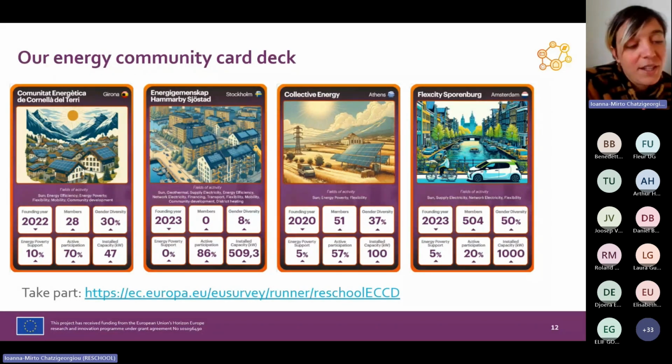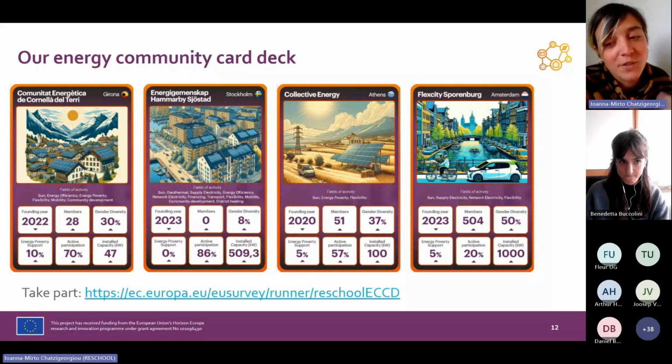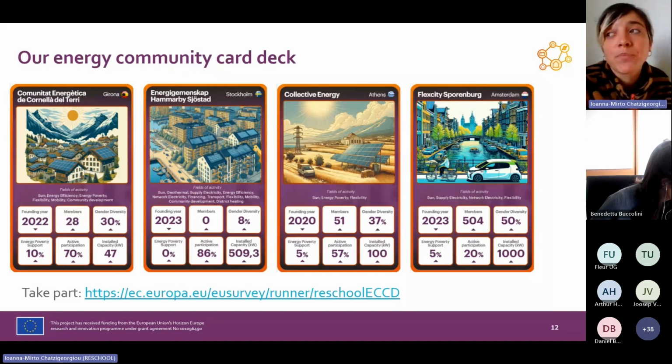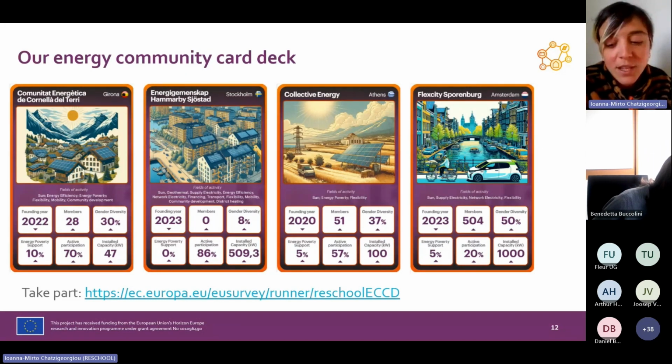We can see that the final attributes that we have at this round are founding year, number of members, gender diversity ratio, energy poverty support ratio, active participation, meaning the percentage of people participating in the last General Assembly, and the total installed capacity. These are going to be the input for the second iteration, where we will try to improve these elements and assess their impact.